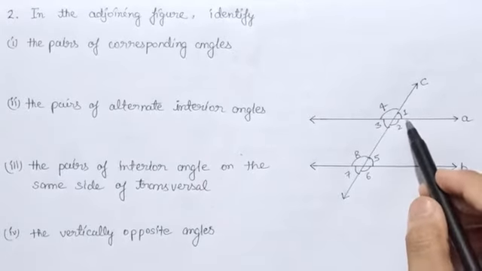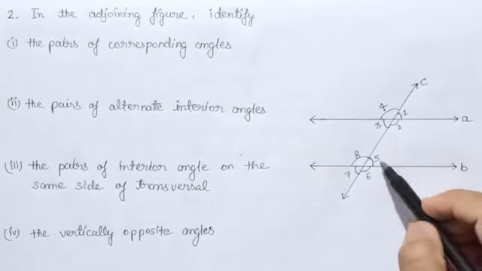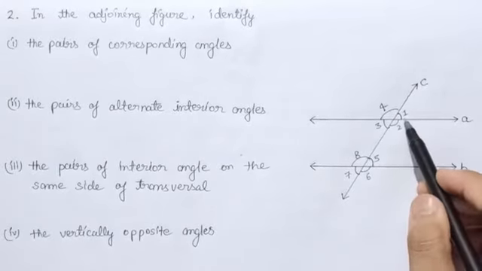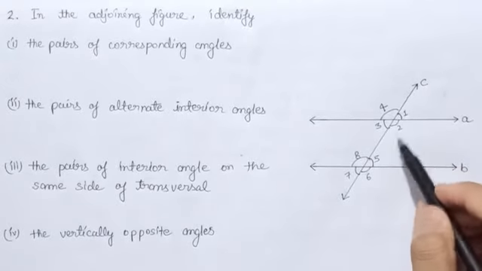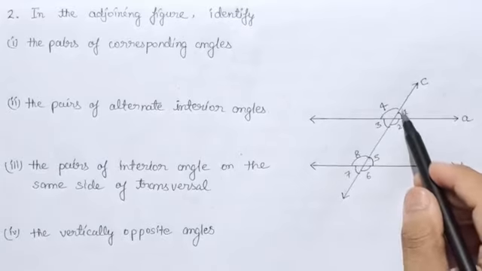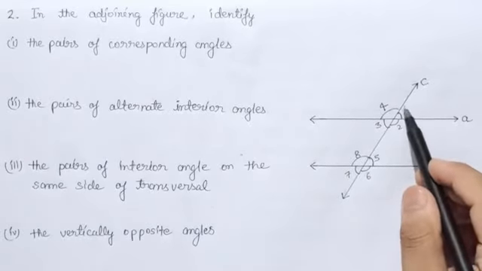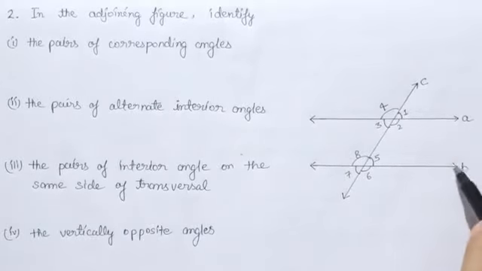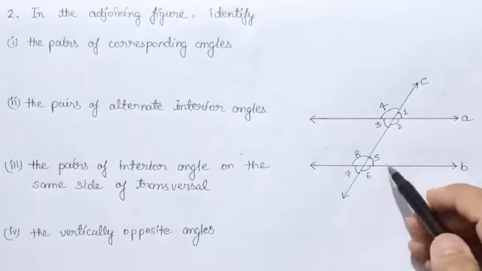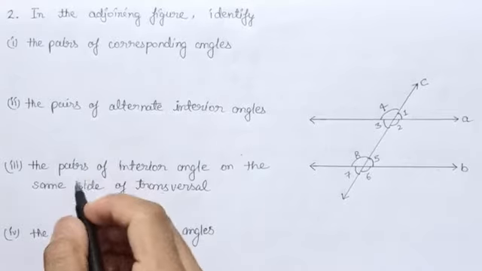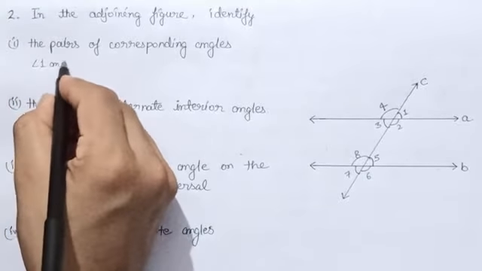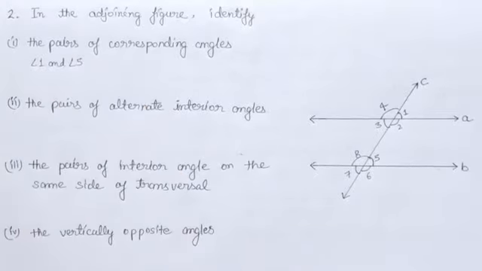Now here you can see that angle 1 and angle 5 is one pair of corresponding angles. Why? Because you can see that 1 and 5 both have the same position. Same position means both these angles are lying on the right side of the transversal and above the lines A and B respectively. Hence we can say angle 1 and angle 5 is the first pair of corresponding angles.